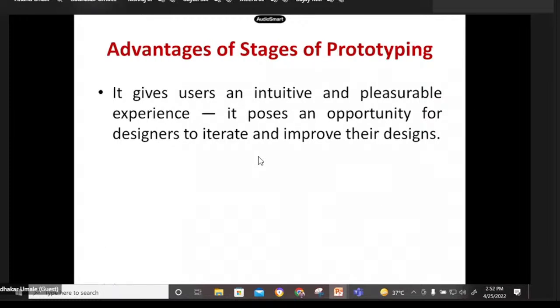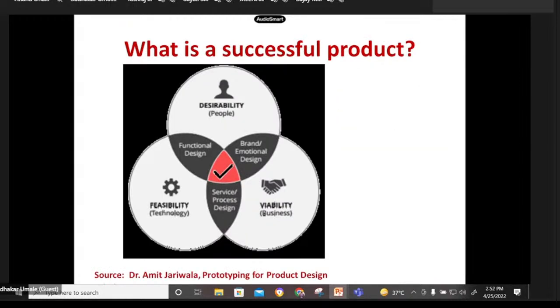I will explain in short what are the advantages of the stages of prototyping. I have explained 6 stages of prototyping. What are the advantages of it? It gives users an intuitive and pleasurable experience. It poses an opportunity for designers to iterate and improve their designs. After all, we require the final good design so that we can sell to the customers. So this is very important.